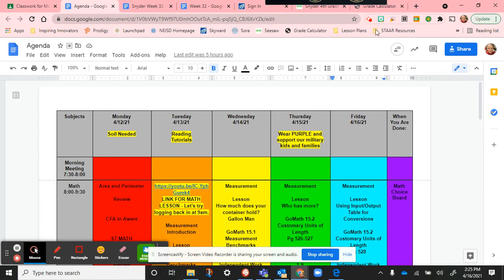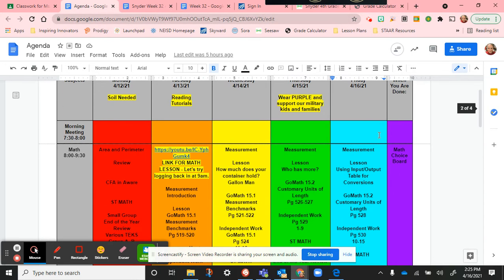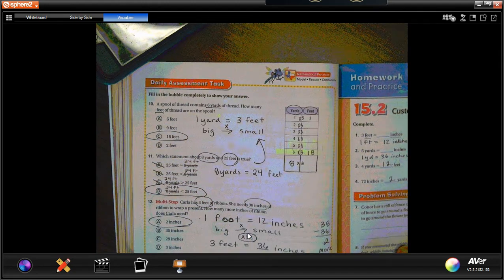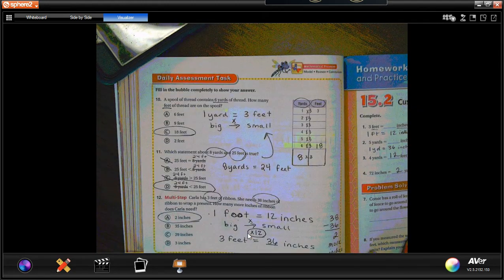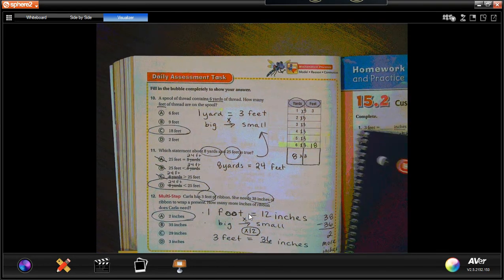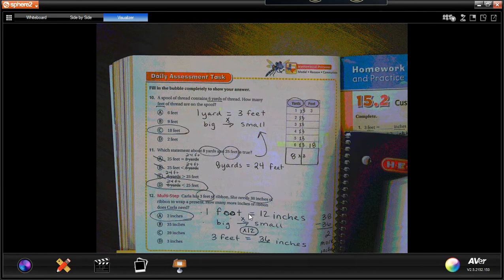Okay, guys, we started off with math, continuing to talk about how we convert customary units of length. We started our lesson on page 528, and we were going over a couple of these problems. The biggest thing we put in our notebook, so let me go over that first.